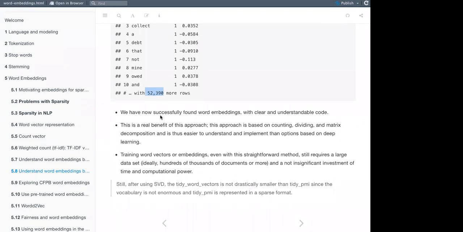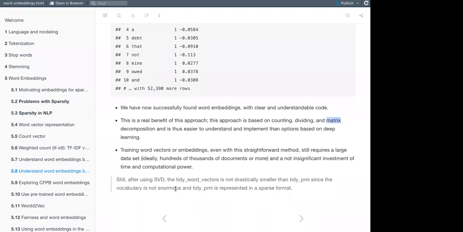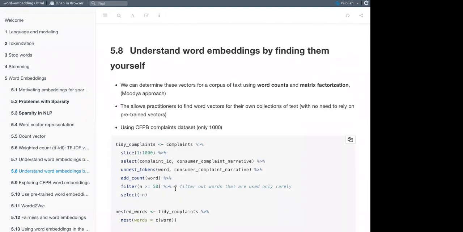So the real benefit of this approach is that it is based on counting. We do counting, dividing, and matrix decomposition. So this approach involves three steps. The first one is counting, where we have seen. The second is dividing, where we use PMI. And the last one is matrix decomposition. So this is training word embeddings ourselves.